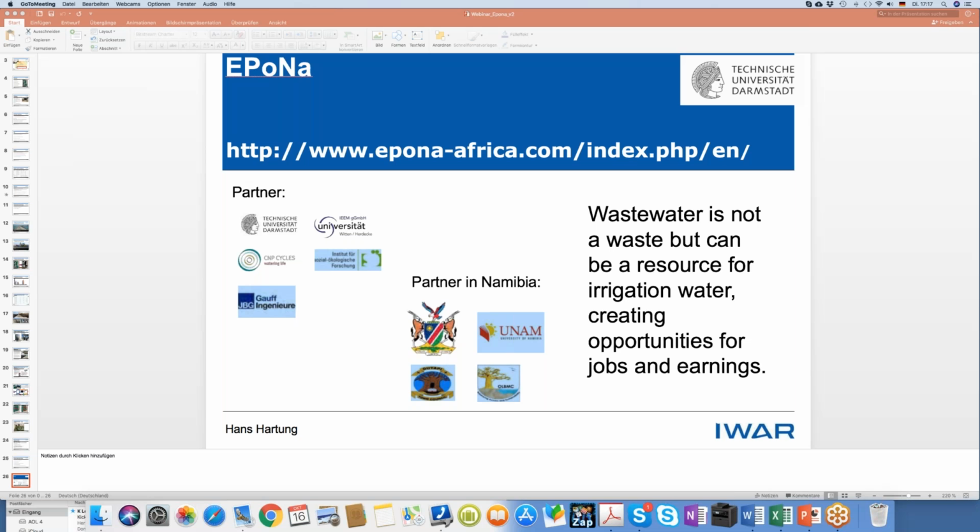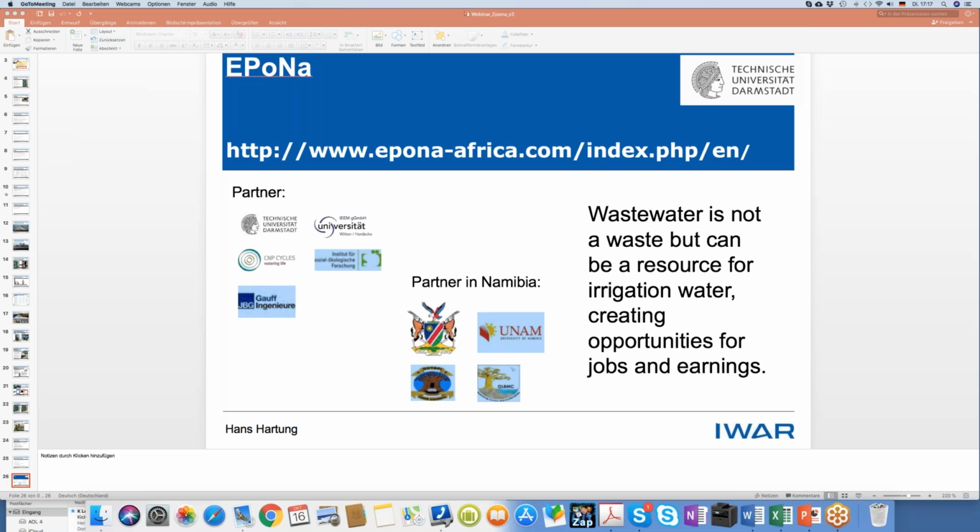I would like to ask, in Namibia, are they using only stabilization ponds, or do they have other technologies, like activated sludge or other? Actually, almost all these small towns have these stabilization ponds, and we see that they all don't work properly. That's why this research came into being.